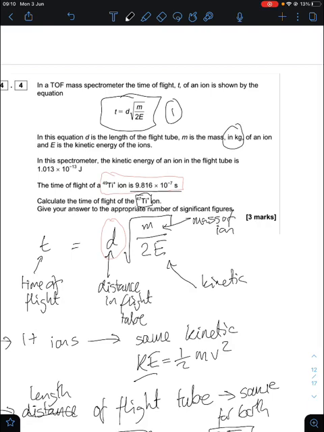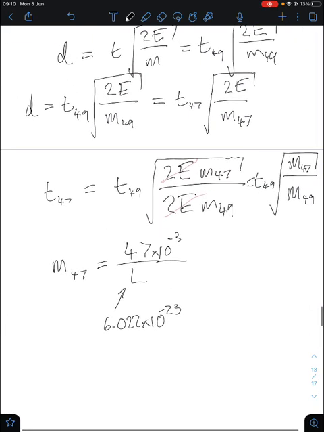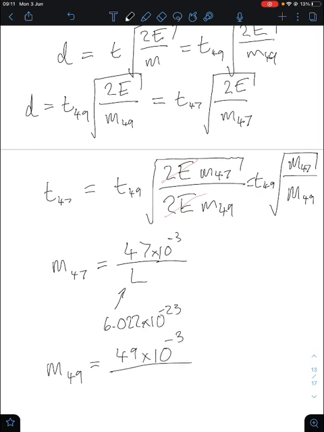As we see, we have the mass of the ion in kilograms. This relative atomic mass gives the mass of the ion in grams. So this will be the mass of the 47 ion. The mass of the 49 ion, again, would be 49 times 10 to the minus 3, or that's the same as dividing by 1,000. And again, divided by Avogadro's constant.